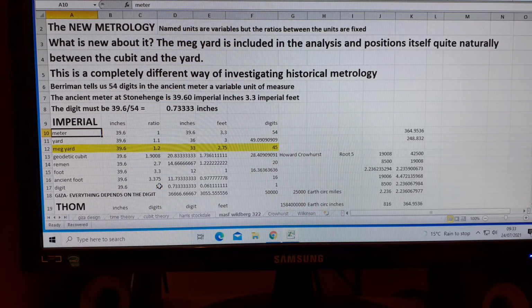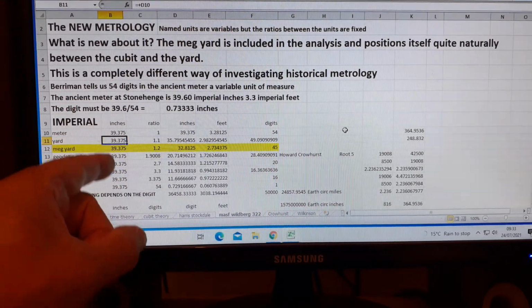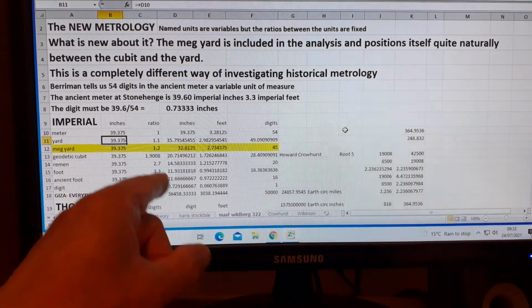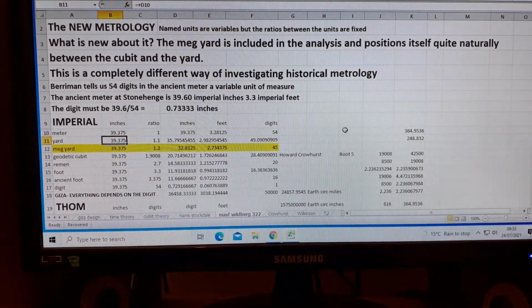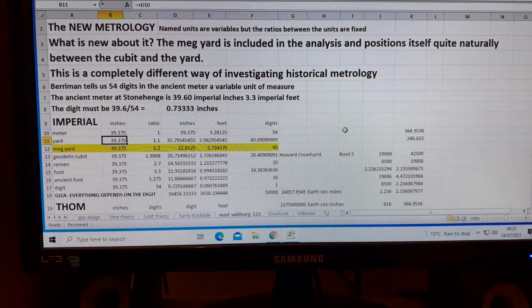And the number of digits in each unit can be worked out, because once we've calculated the actual length in inches of each unit, we can divide digits into it and get this fixed set of numbers here. So if we change the meter, let's change it to Berriman's 39.375, we can see that the ratio stays the same. This is a variable unit. All these other units change, but the digits stay the same. So the variables are the units themselves. The distance between each unit, that's this line here, that is constant.